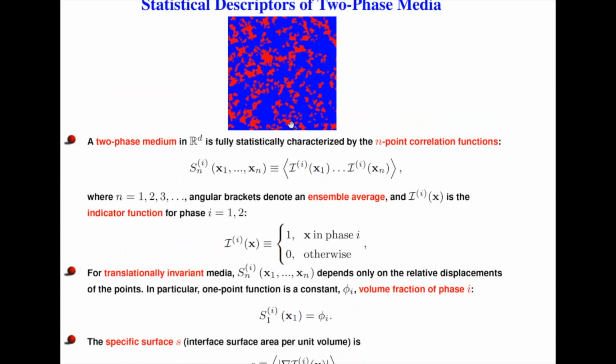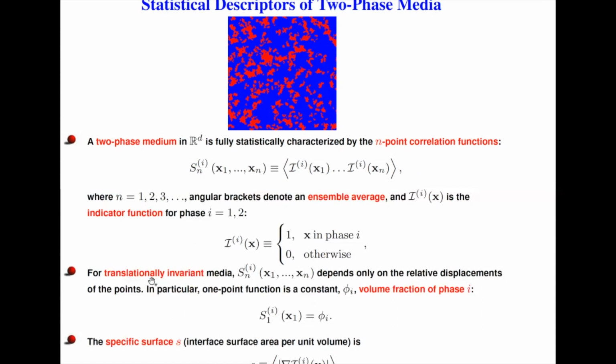So I have a two-phase medium. Now I'm speaking a little more generally than just porous media. So a two-phase medium in d-dimensional Euclidean space, that's my notation, is fully statistically characterized by the n-point correlation functions, which is this quantity here. What is this? Well, you take the ensemble average of the so-called indicator functions. It's a random variable that is 1 in phase i and 0 otherwise. And if you take the ensemble average of a product of these, that gives you this n-point correlation function. Now, it turns out that this is also probabilistically the probability of finding n points at these positions in one of the phases, say phase i.